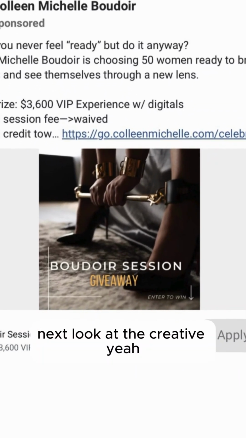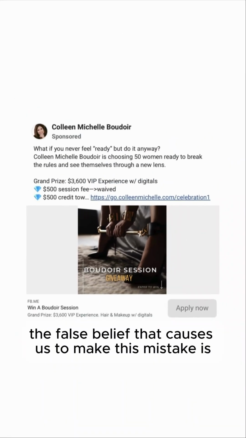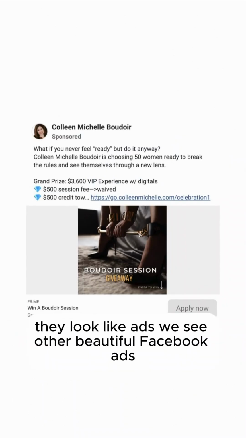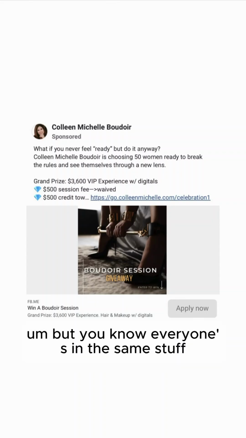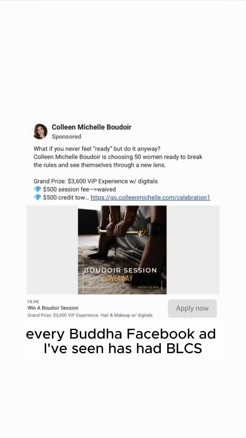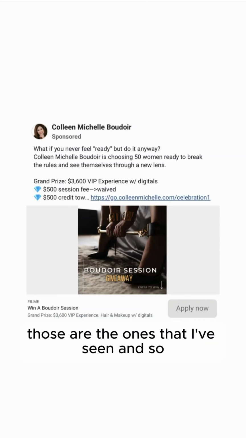Next, looking at the creative, yeah, this still looks like an ad mistake. The false belief that caused us to make this mistake is we see other Facebook ads, they look like ads. We see other boudoir Facebook ads, they look like ads. But everyone's in the same stuff. I mean, this is why literally every boudoir Facebook ad I've seen has had BLCS, boudoir low click syndrome. Those are the ones that I've seen.